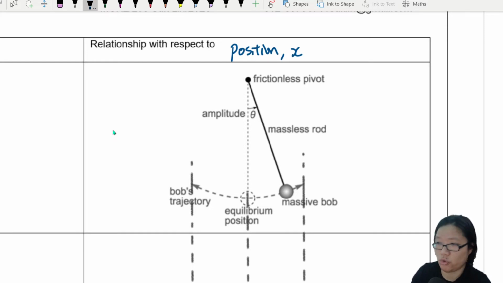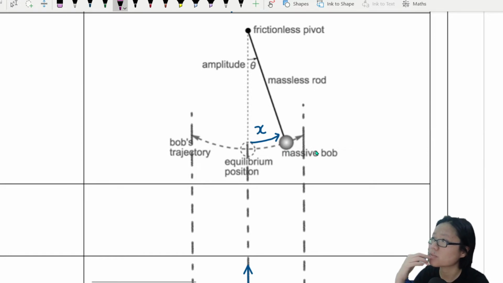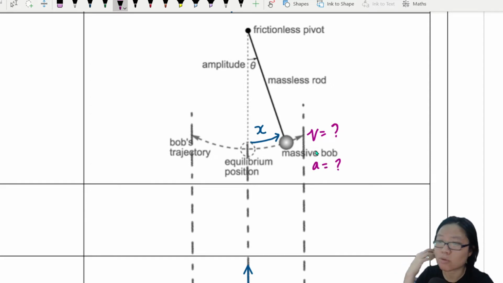So we want to ask questions like, I have a pendulum here and it's going to swing back and forth. What is the speed at a certain distance x measured from equilibrium position? So here to here is x. I want to know what is the speed of the massive bob here? What is the acceleration of the massive bob here? Okay, so I'm going to write here, what is v and what is a of this bob. All right, so imagine the pendulum swinging back and forth.